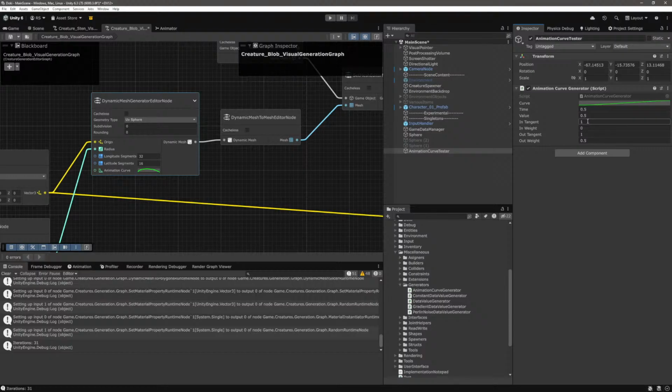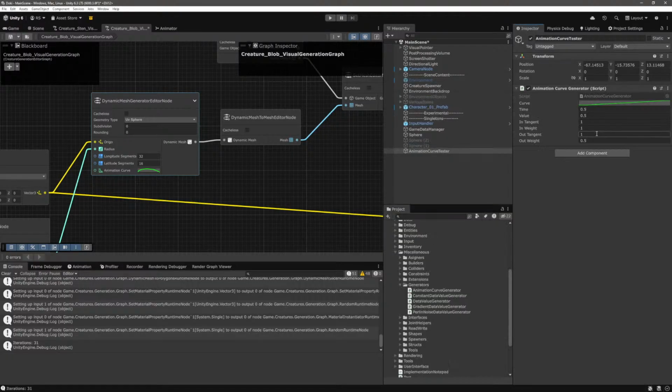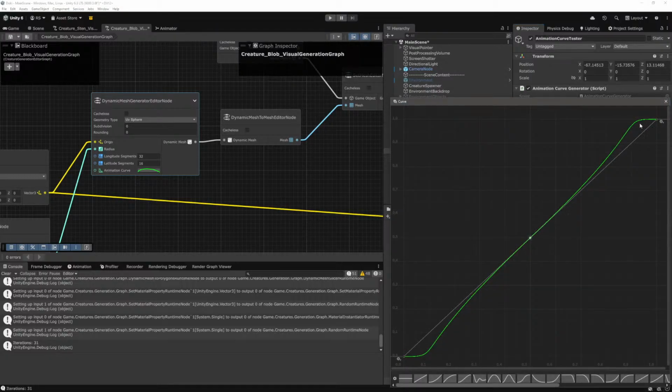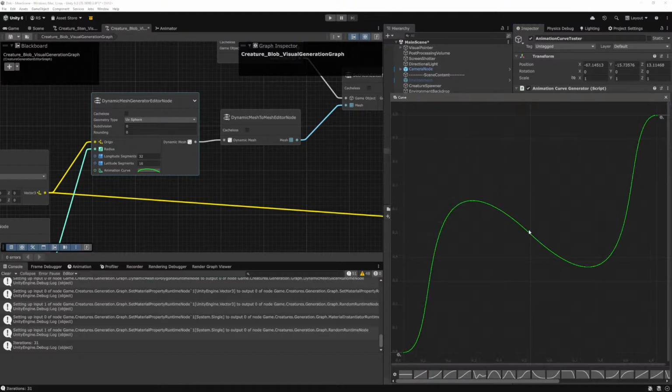So 1 is downward when it's the in tangent, but it's upward when it's the out tangent. And then we have it the other way around. So -1, we can do -1, -1. And we get this. Okay.